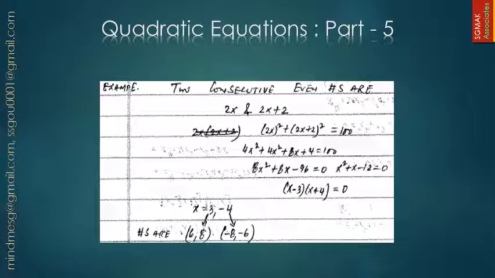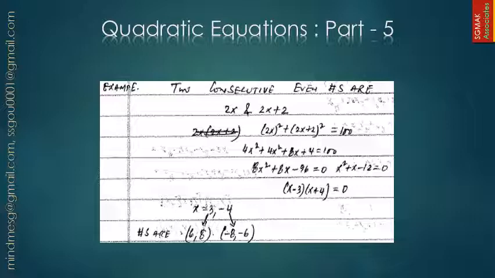Again, it's given two consecutive even numbers, and the sum of the squares is 100. So I've taken the even numbers as 2x and 2x plus 2. So (2x) squared plus (2x plus 2) squared is 100. That gives you a quadratic equation as shown here, x squared plus x minus 12 equals 0. You get the roots 3 and minus 4.